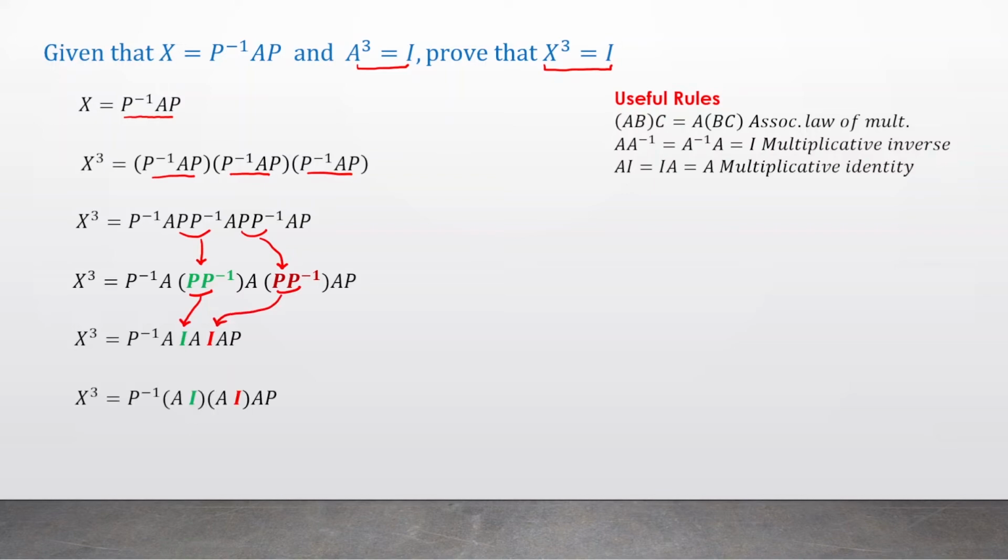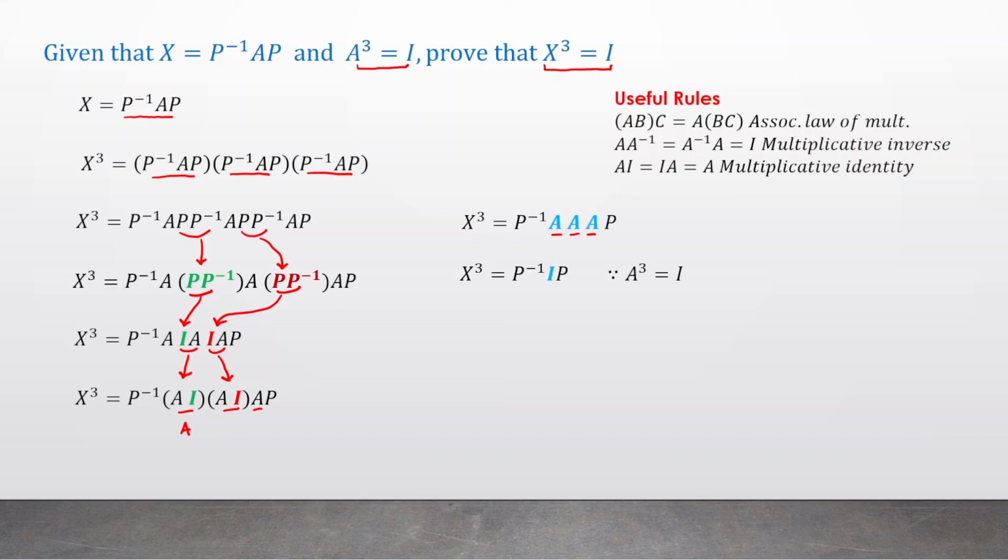Now we can do some regrouping. We have identity times A here. And using the third rule, we know that AI equals IA, which equals A. So this will become A, shown here. This is A, shown here. And we have A again here.